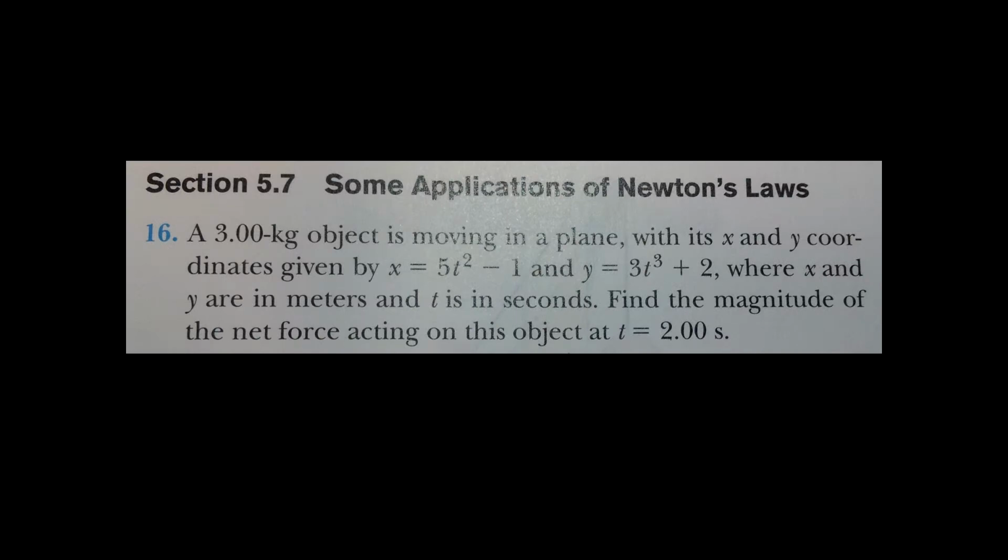A 3 kilogram object is moving in a plane with its x and y coordinates given by x equals 5t squared minus 1 and y equals 3t cubed plus 2, where x and y are in meters and t is in seconds. Find the magnitude of the net force acting on this object at t equals 2 seconds.